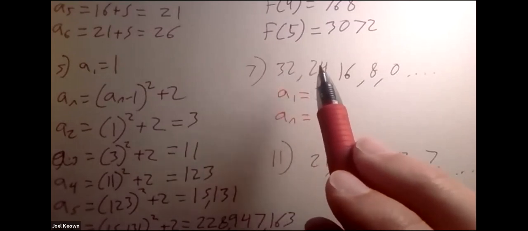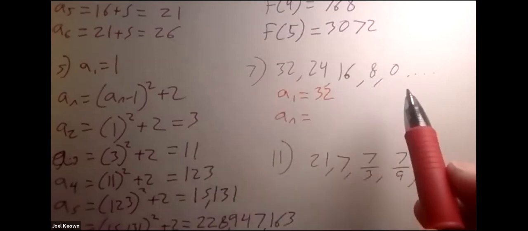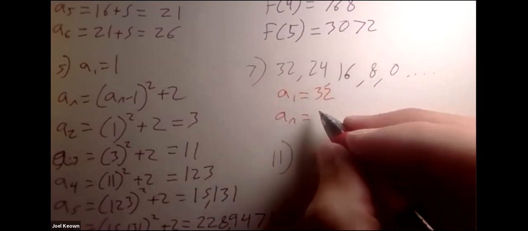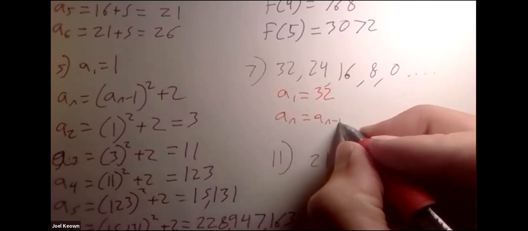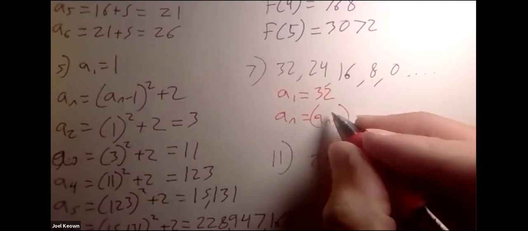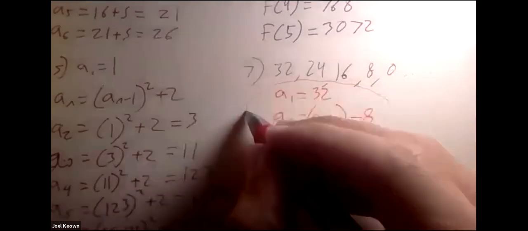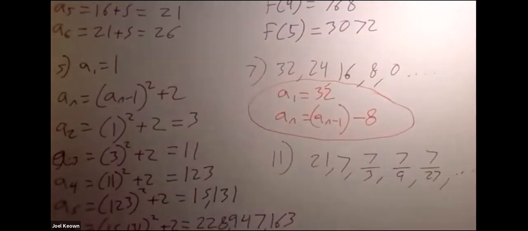I'm minus 8 again to go from 24 to 16, minus 8 again. So I just keep subtracting 8. So my rule is a sub n equals a sub n minus 1, meaning the previous term. So I take the previous term and then just subtract 8. And that is my recursive formula.